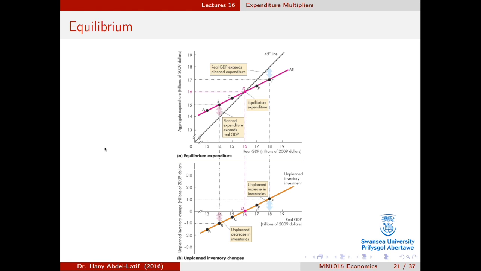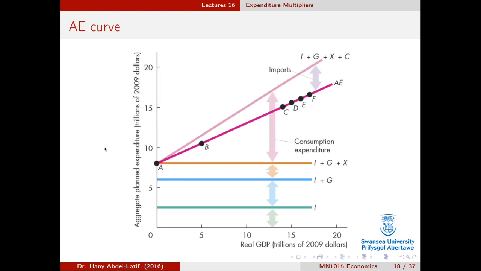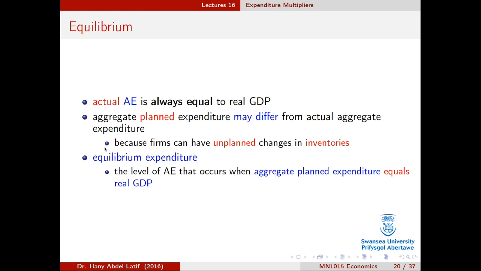And the red line here is the same function we have here. So this is the aggregate expenditure. It's the sum of the aggregate planned expenditure: planned consumption plus planned investment, planned government expenditure, planned net export. Okay, so remember, this is the red line.